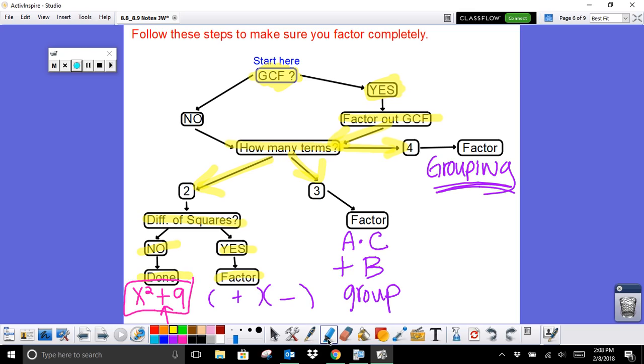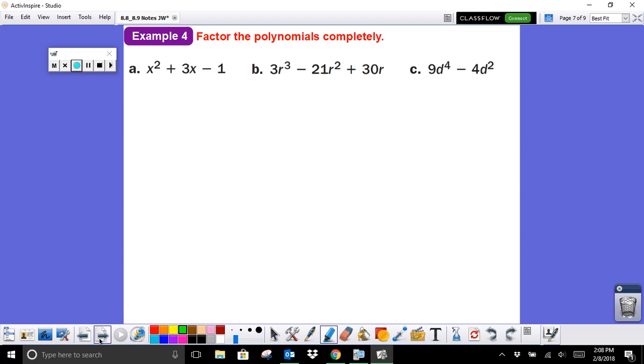Okay, and then going back up to the top, if there is no GCF, then I just go to how many terms there are, and I go through this whole process. So you're going to have to know how to factor 4 terms, 3 terms, and 2 terms. Okay, so we're just going to do a few examples of those. We're not going to do A because that one actually doesn't work out. So let's jump to B and C.